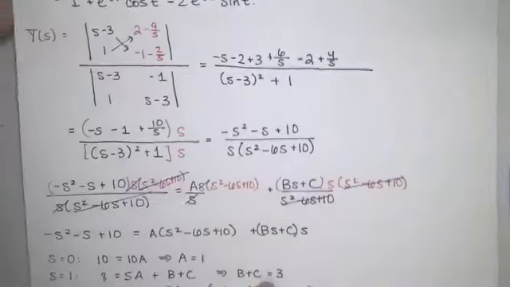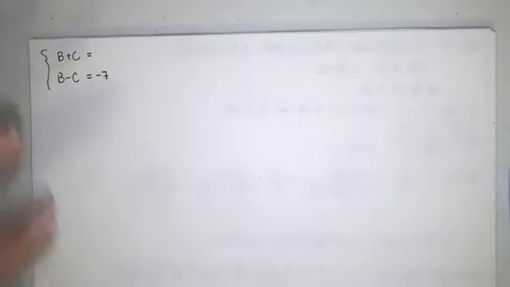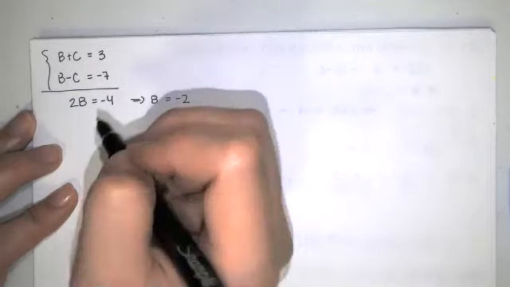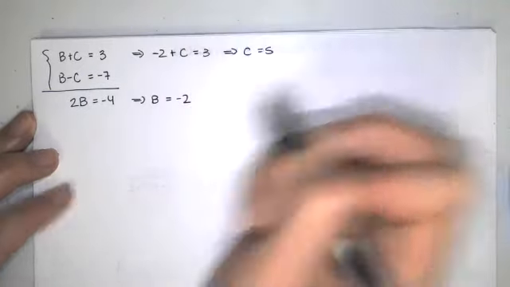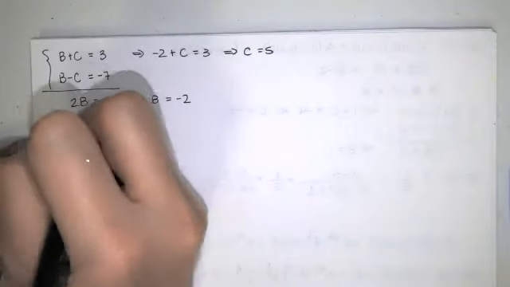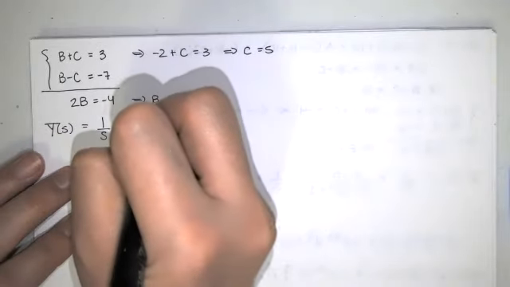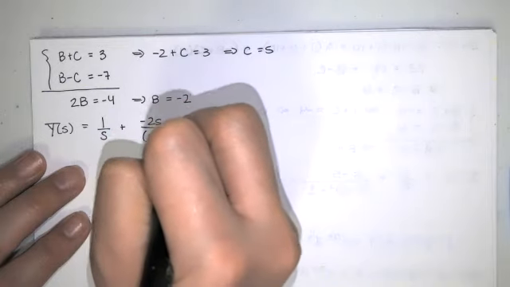So we had b plus c equals 3 and b minus c equals negative 7. If we add those together, we get 2b equals negative 4. So b must be equal to negative 2. And then if b is equal to negative 2, then we'll have negative 2 plus c equals 3. So c must be equal to 5. So y of s is equal to a over s, that's 1 over s, plus bs plus c over s minus 3 squared plus 1.